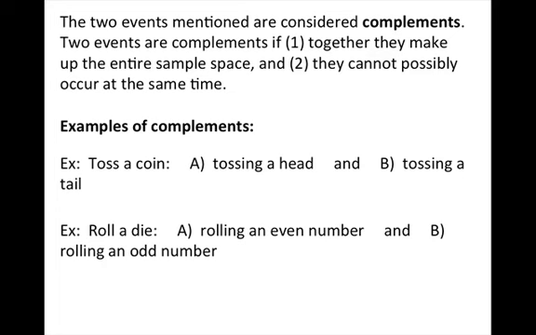Well, let's say I roll a die. Event A is rolling an even number and event B is rolling an odd number. So the first condition, together, do they make up the entire sample space? And they do. When I roll a die, every number in my sample space is either even or odd. And second, can the events occur at the same time? And that's no. If I roll a die, it is not going to roll an even number and an odd number at the same time. So both of my conditions of complements are met. So these events are complements.